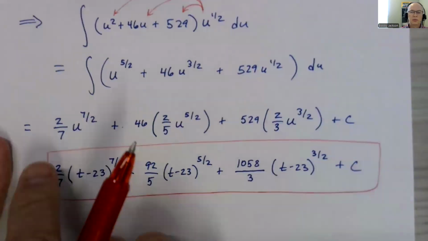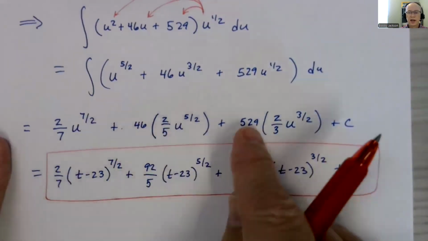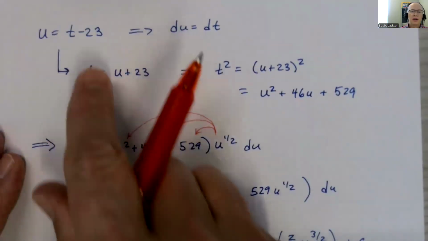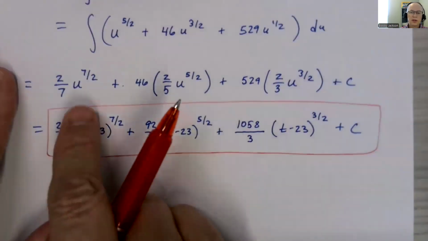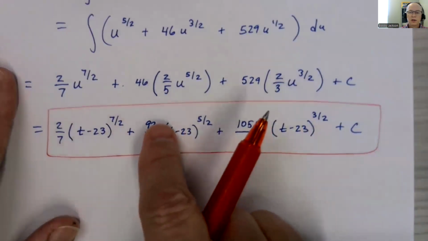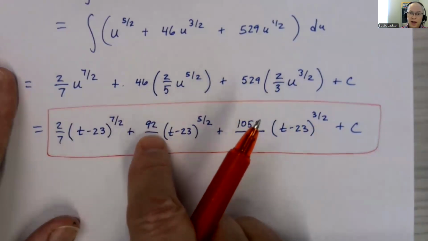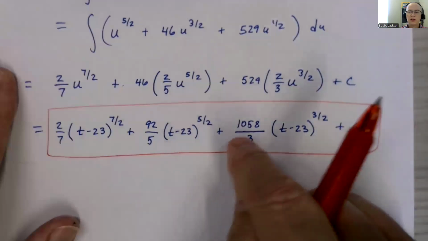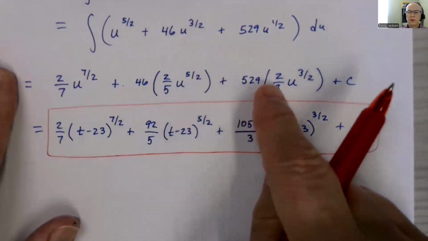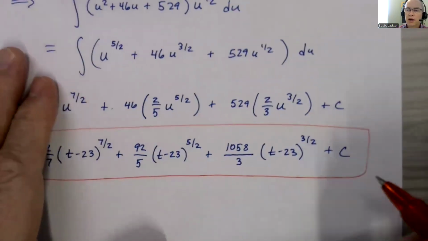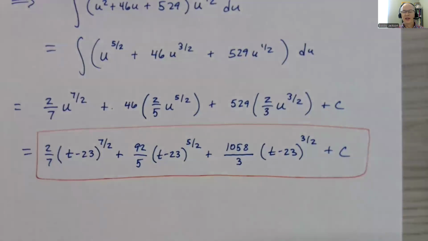And then just cleaning this up, multiplying the fractions I have here, and of course replacing u. Remember, u up here was t minus 23, so we want to go back to the original variable of t. So I get 2/7 quantity t minus 23 to the 7/2 power. 46 times 2, 92 fifths, t minus 23 to the 5/2 power, plus 1058, which is 529 times 2 over 3 times that same t minus 23, this time to the 3/2 power right there. Okay, there it is.